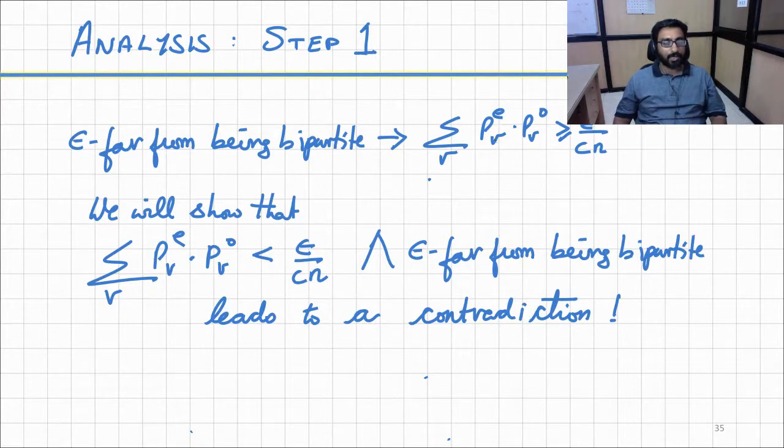Okay, so let's move on. Just keep in mind that we are assuming this summation is small, that is less than epsilon over Cn, and the graph is epsilon far from being bipartite.